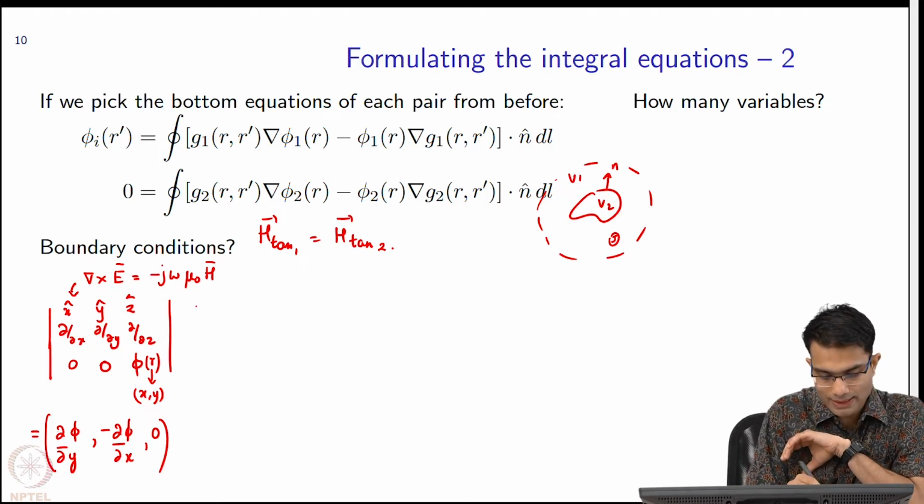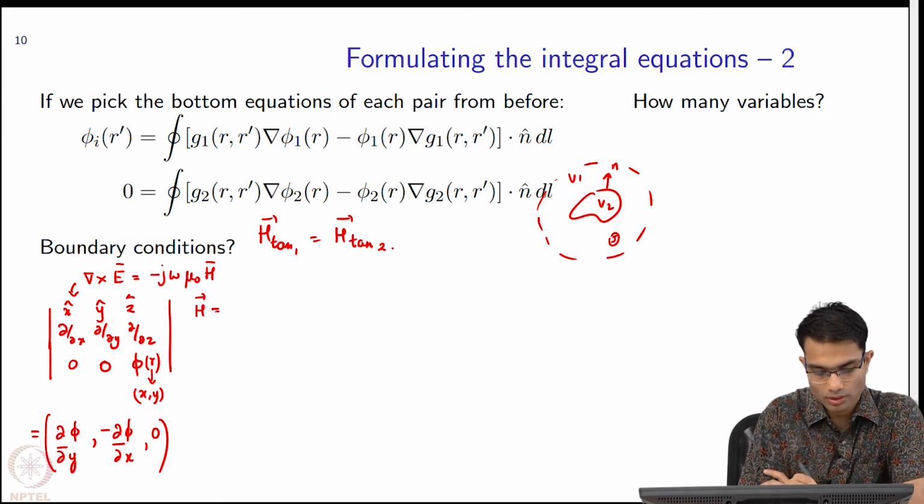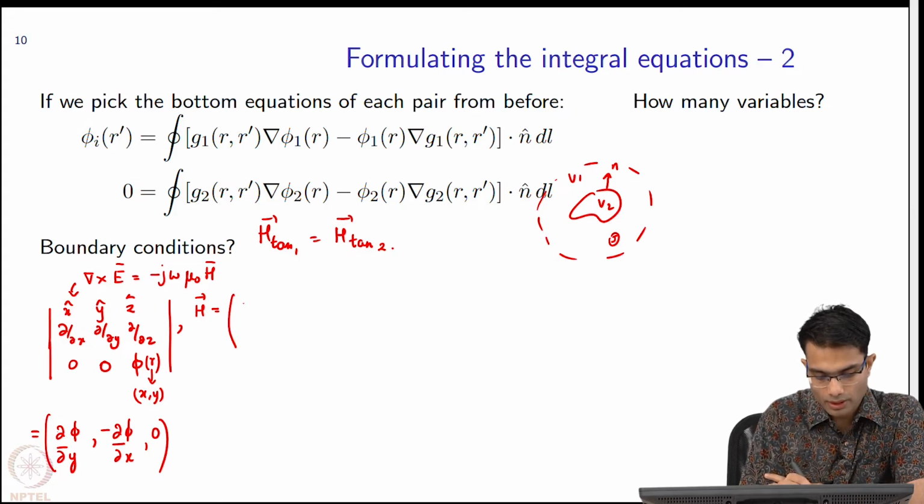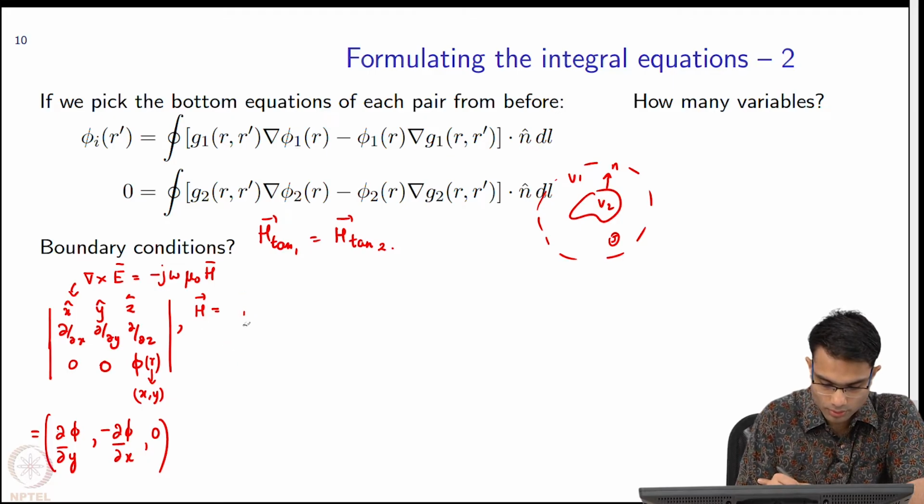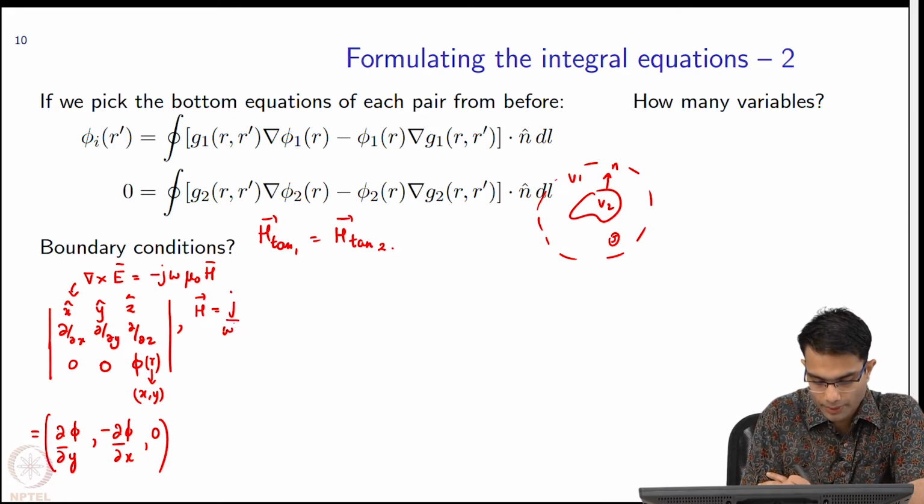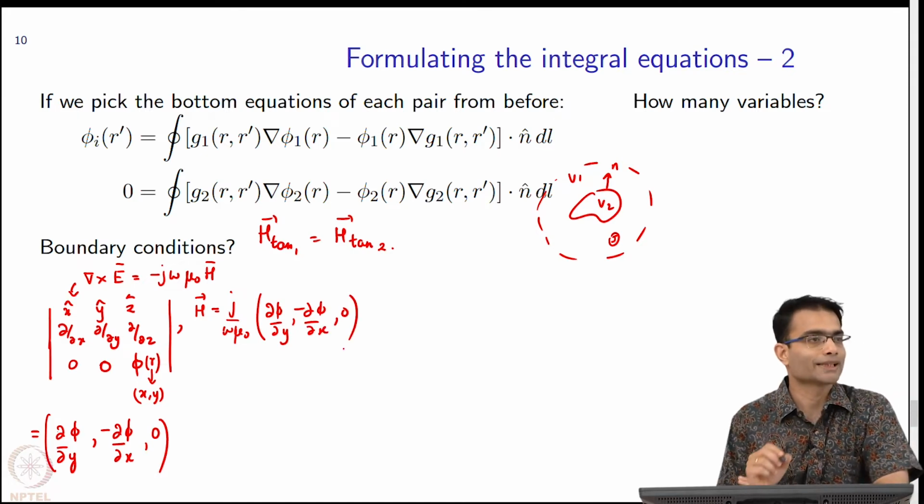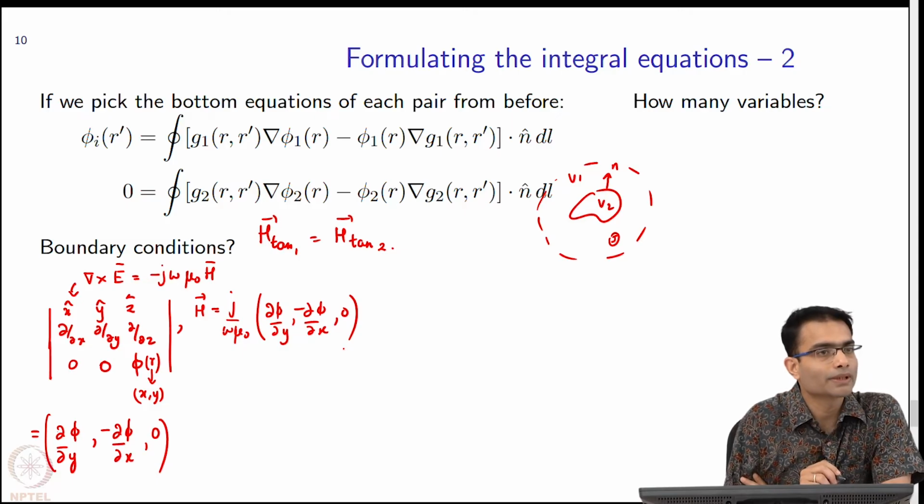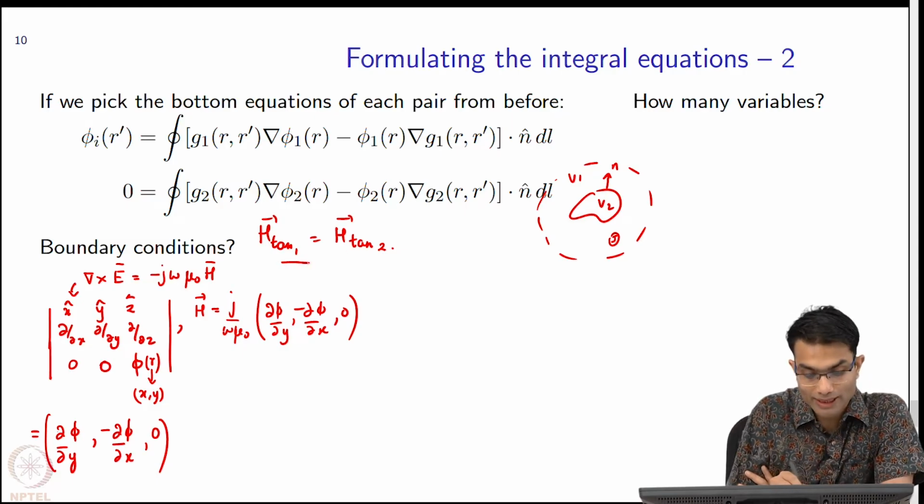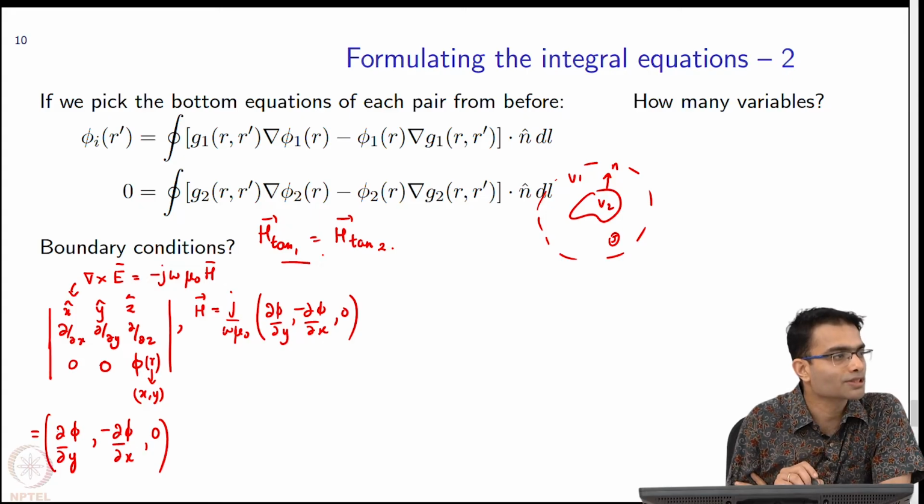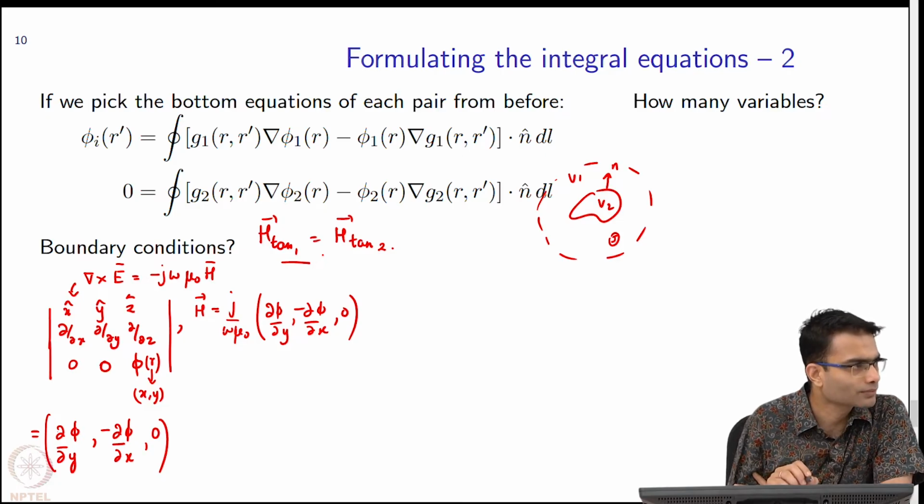So, from here I can say that H will simply be j by omega mu naught, and I have dou phi by dou y minus dou phi by dou x. So, I have got the magnetic field, that is step 1. Next, what do I need? I want to enforce tangential components. What do I know about the surface? What has been given to me on the surface? The normal vector. So, assume that I know the normal vector.